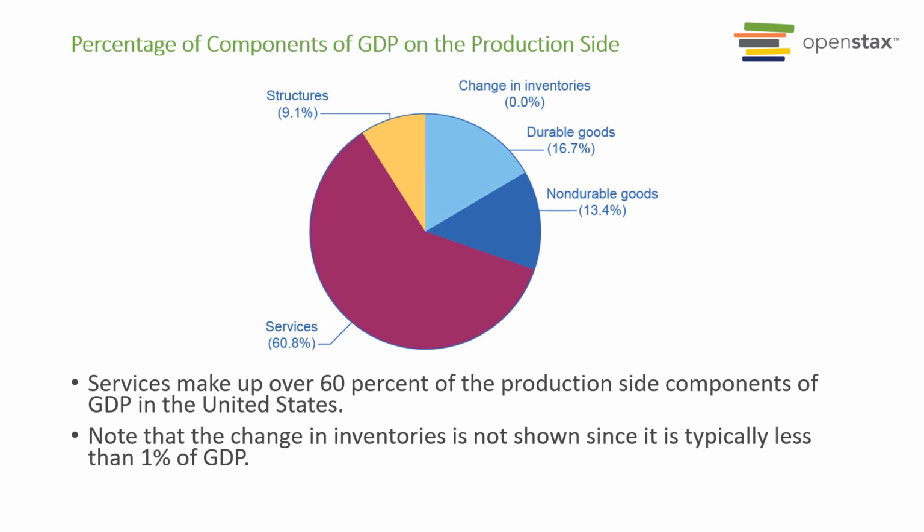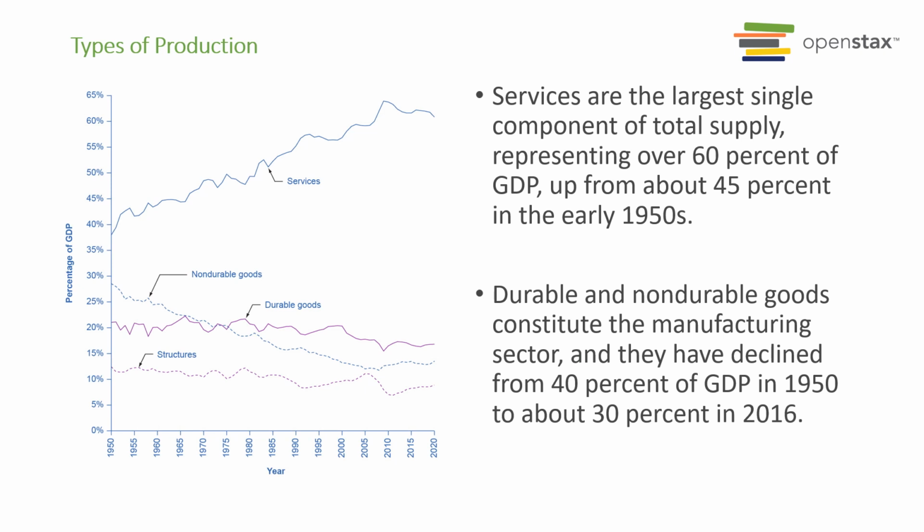Now, that wasn't always the case, right? If you look at the U.S. economy back in the 1950s, manufacturing was bigger than it is now. Back in the 1950s, durable goods were about 20% of the economy, and that's been pretty steady. But non-durable goods were almost 30% of the economy, right? But as time goes by, non-durable goods have been decreasing.